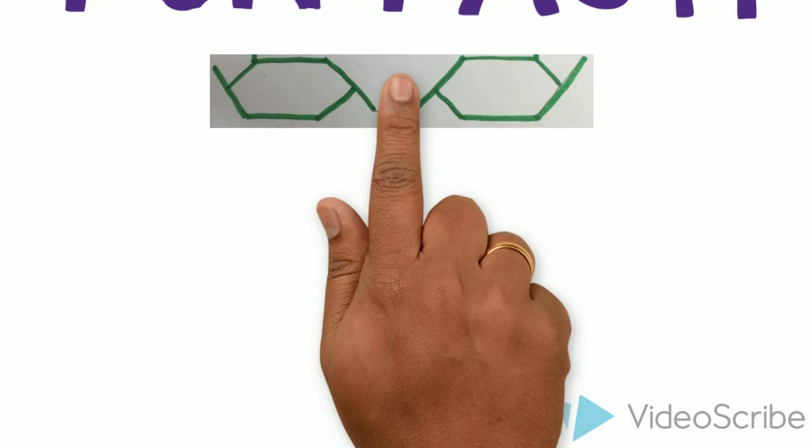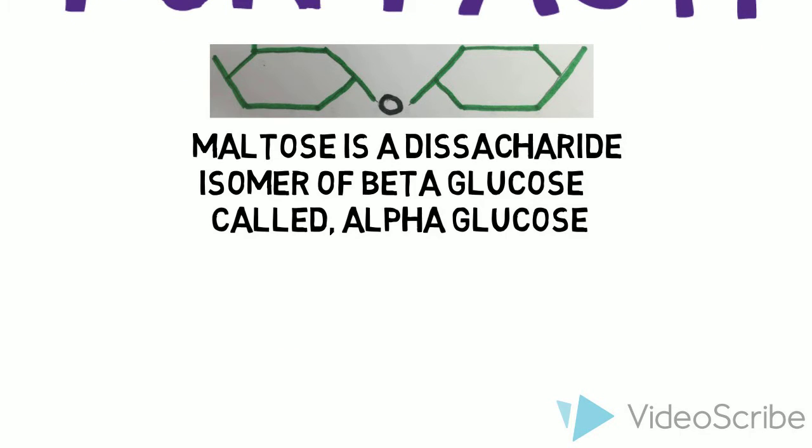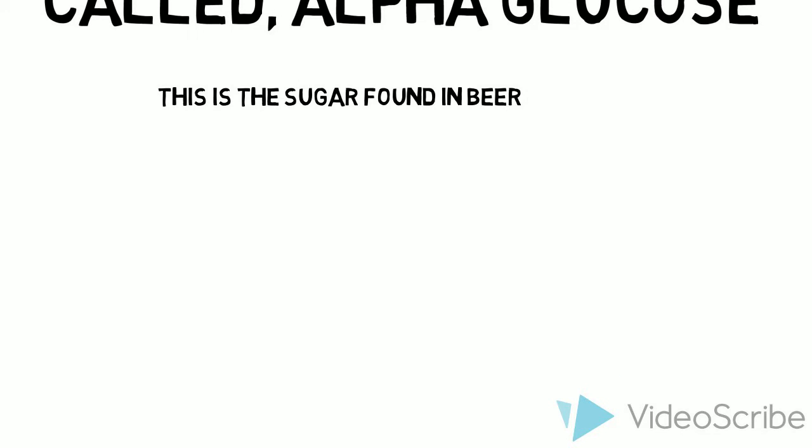Fun fact, maltose is a disaccharide of an isomer of beta-glucose called alpha-glucose. This is a sugar found in beer beverages.